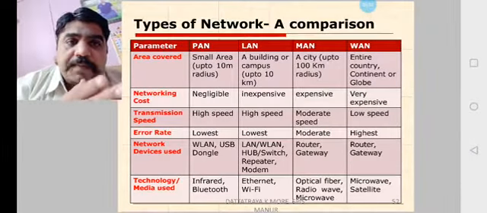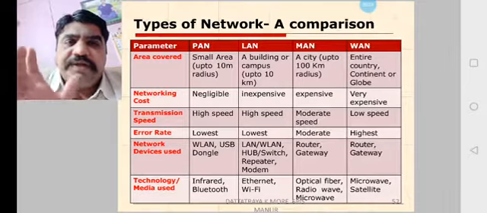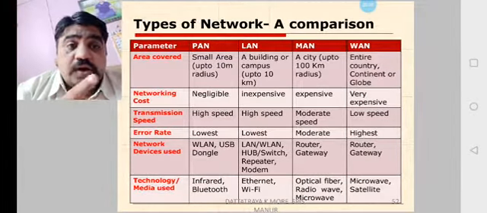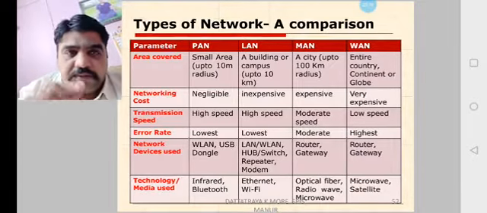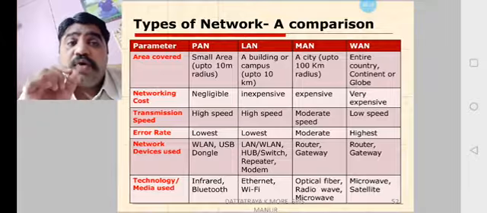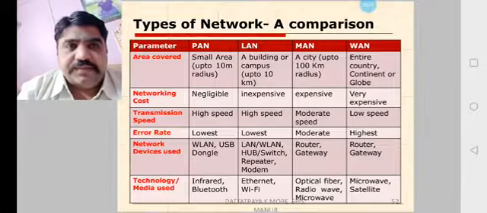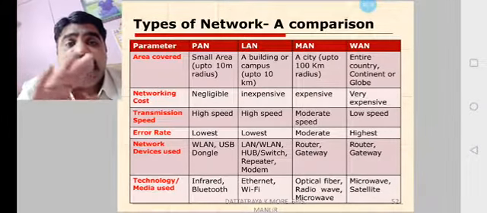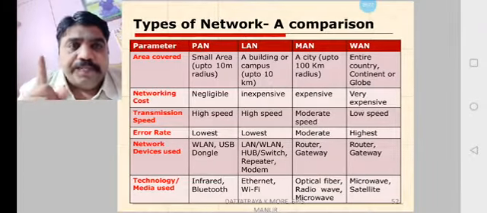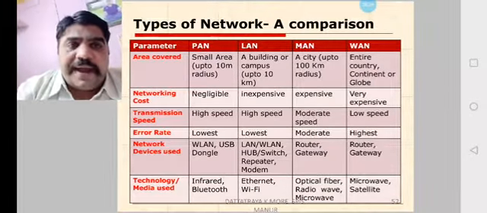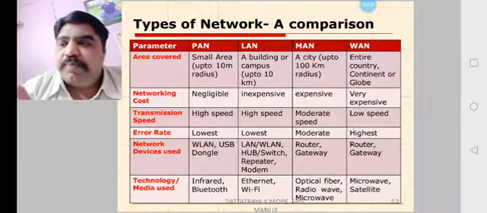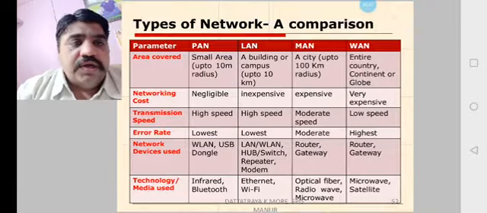Area covered. In PAN, a small area up to a 10-meter radius. LAN, a building or a campus up to 10 kilometers. MAN, a city up to a 100-kilometer radius. WAN, entire country, continent or the globe, all over the world. Networking cost. In PAN, negligible, nothing. Just a device is required. With the help of Bluetooth and infrared we can use it.